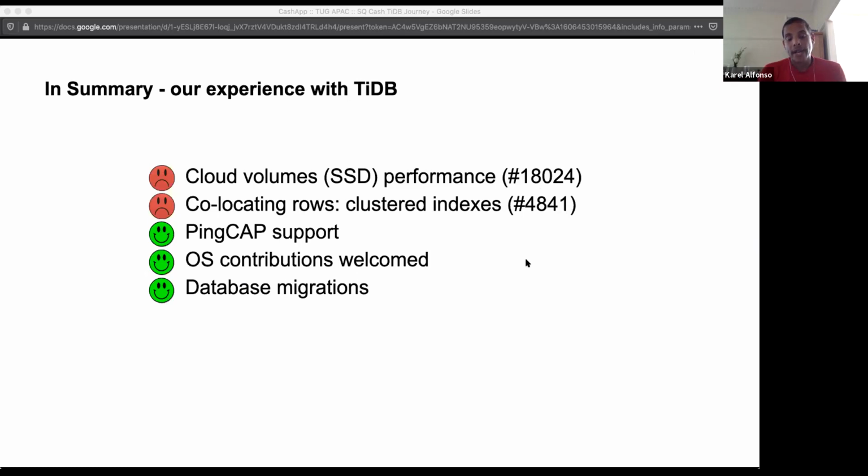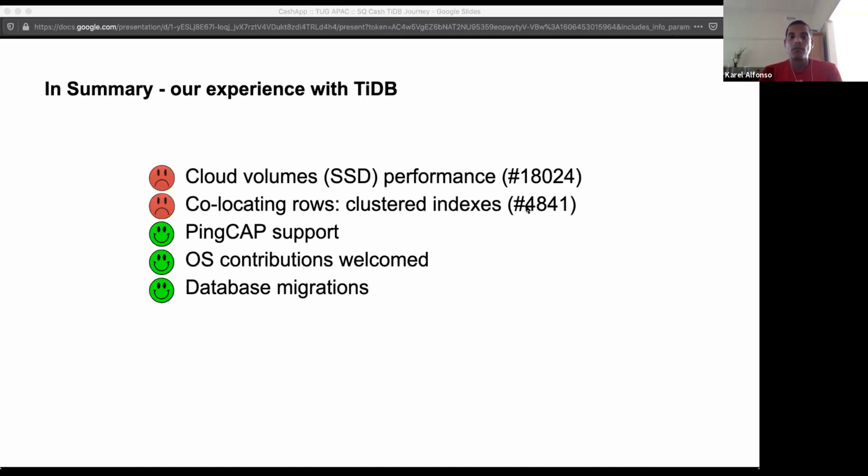We also want collocating rows. So realize that you can use range-based sharding because, for the type of sessions that you do in online transactional processing databases, it works really well, but you want to touch the least amount of nodes as possible, and collocating rows for certain query access patterns is still something desirable. There's an issue that is being tracked for that as well.